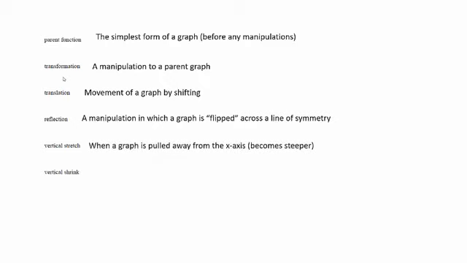Vertical stretch is when basically the graph becomes taller or steeper. So you're kind of like grabbing the top and the bottom and pulling it. And then vertical shrink, obviously, is the opposite. So it's like you take the top and the bottom and you push it together towards the x-axis, so it won't be as steep.